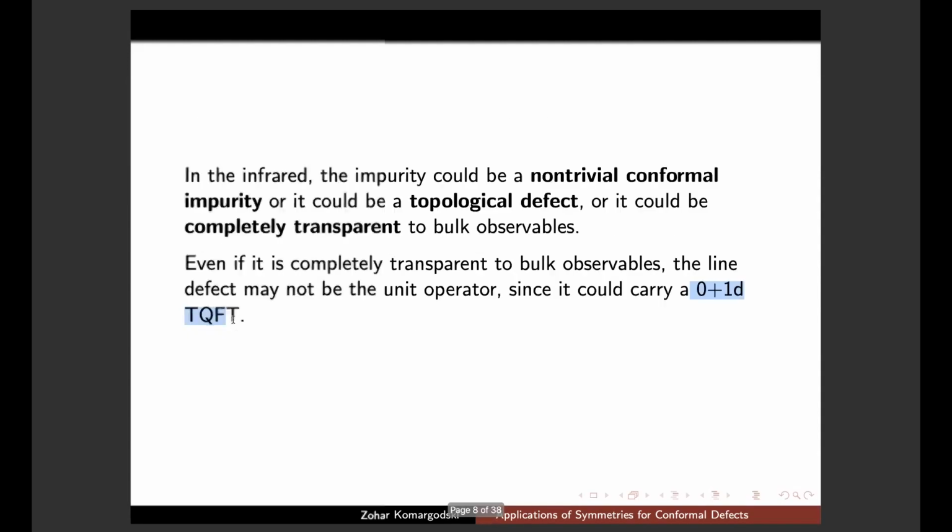Okay, are there any questions about the terminology and the general introduction? Okay, I assume there aren't any.